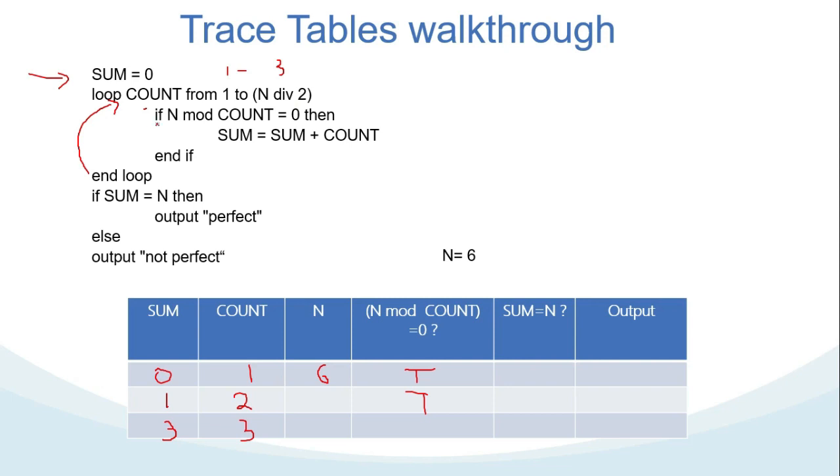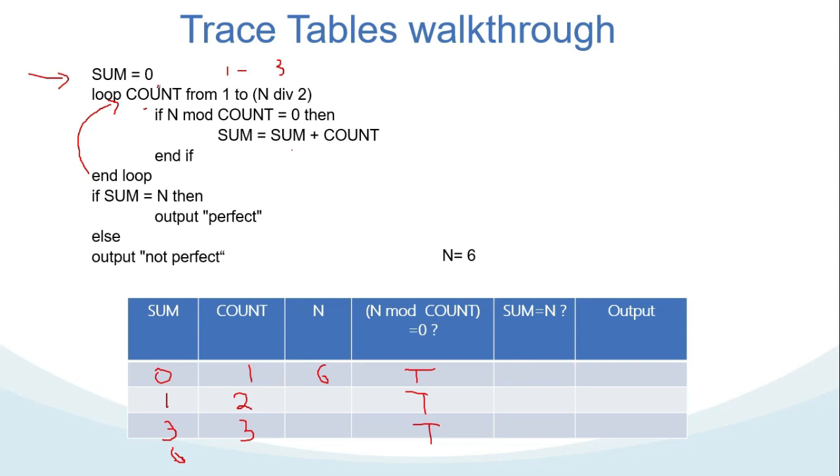We enter the if n, which is 6, mod count, our count is 3. 6 mod 3 equal to 0? Yes, the answer is true. Since it is true, it will execute this. Our sum, which is 3, plus count, which is 3, so it's 6. So sum is 6 now. And then we go back here.